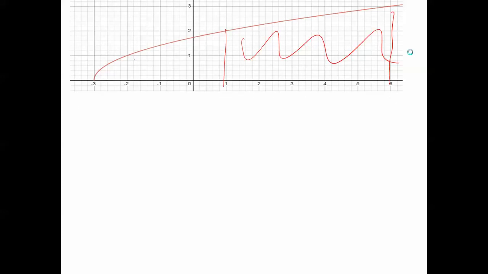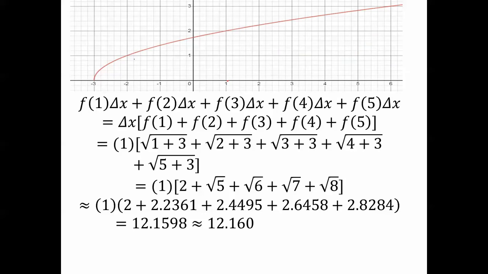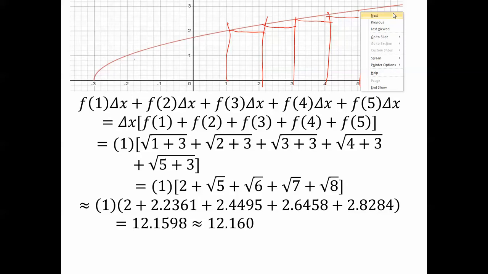And let's go ahead and calculate this. So we're using left Riemann sums. That means the left endpoints of the interval gives us the height of the rectangle. So we end up with this, because we're going to the left endpoint of each interval to calculate the height of the rectangle.